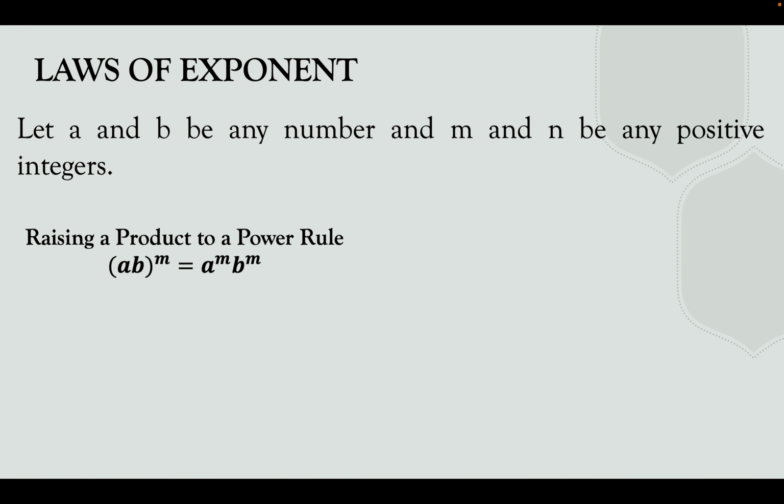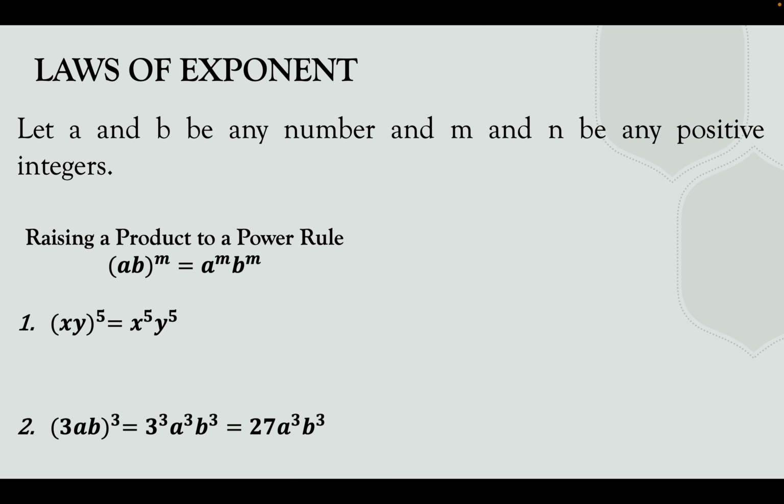We have the raising a product to a power rule. If you have 2 or more variables raised to an exponent, you just need to distribute it to each variable. Example number 1, xy raised to 5. You just need to distribute the exponent 5 to x and the exponent 5 to y. So we have x raised to 5 and y raised to 5.